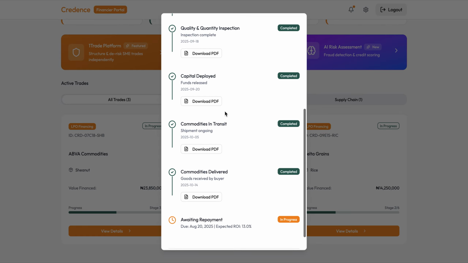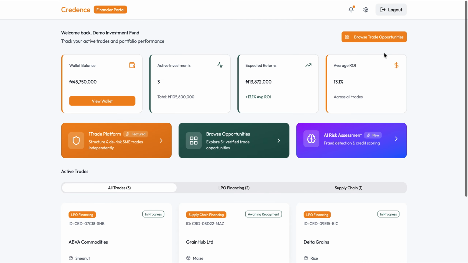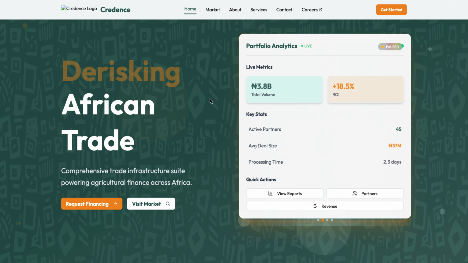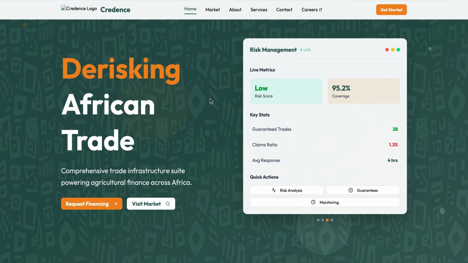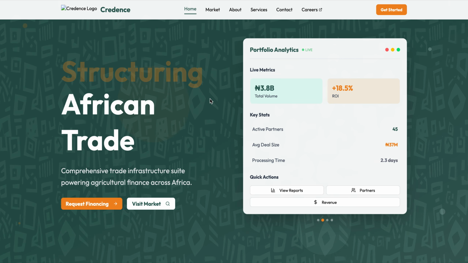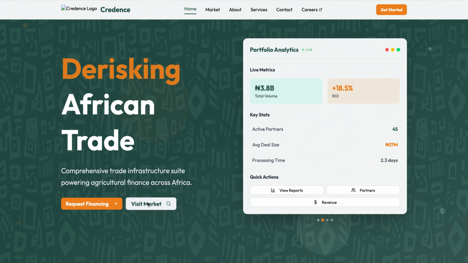The capital has been deployed, transaction receipts, the commodities in transit, the waybill, the material transfer note are also provided here. The commodities have been delivered, with pictures and every other thing, and you are waiting on your progress. This is how Credence enables businesses to thrive. We are ensuring that at every point in time, financiers can see agricultural commodities as an alternative asset class to fund, duly de-risked, and more importantly, traders in turn can have access to capital.